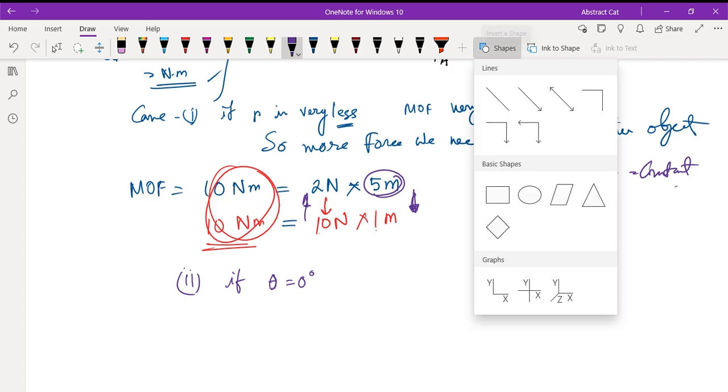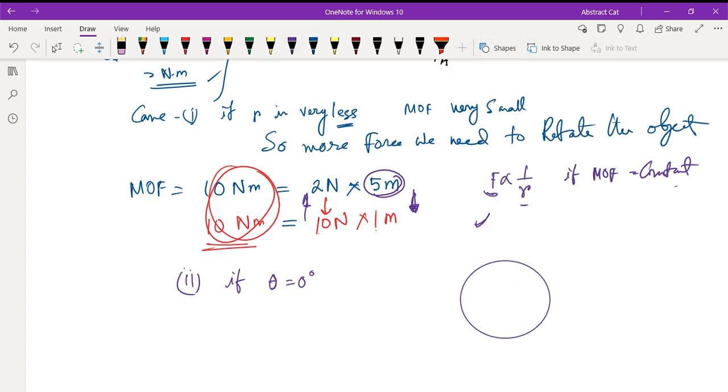Suppose there is a circular object here, with its center, and a force F applied in that direction, and that is the radius R. Can you say what the angle between F and R is? We see that the angle between F and R, with F also placed along this line, is 0 degrees.